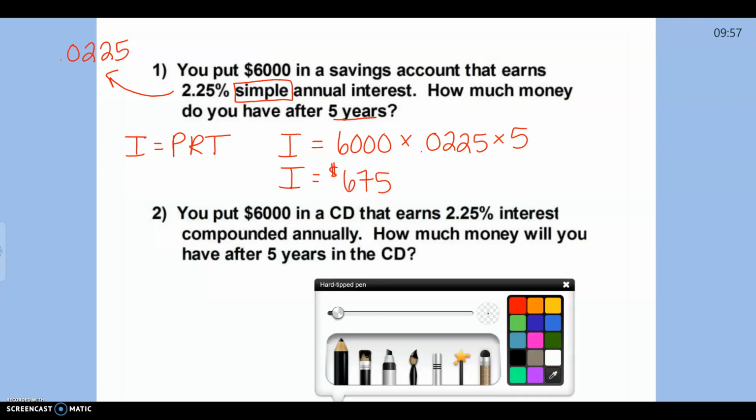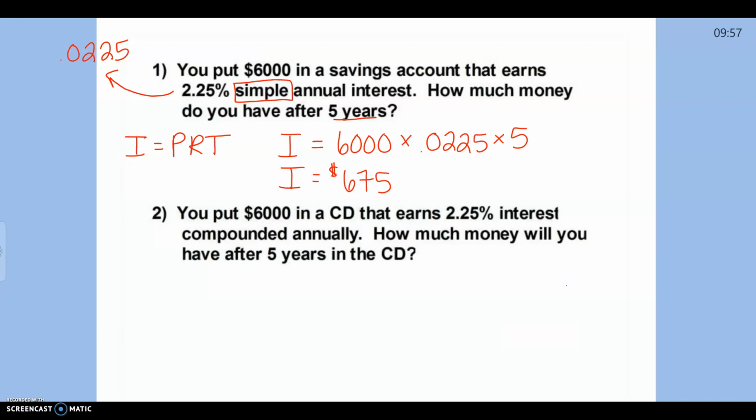Now this is where everybody makes a mistake, okay? It's not $675 in your account. Y'all, if that happened and you put $6,000 in the bank and now all you had was $675, you should be sad. It wants your total amount you have after 5 years. So you have to take the $6,000 you already had and add it to the $675 in interest. So you should have $6,675. Because remember, when you're doing simple interest, you're solving for the amount of interest first, and then you got to add it to what you started with.